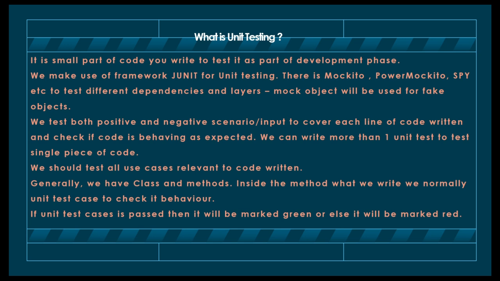Generally, when a unit test case is written, the structure is that you have a class, you have methods, and inside that method you have code. Whatever we have written inside that method, we want to get it tested. Basically, for the new method you have written, you want to test and see how it behaves. In that case, we make use of the JUnit framework.